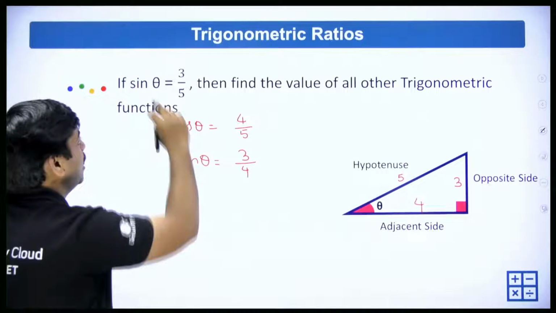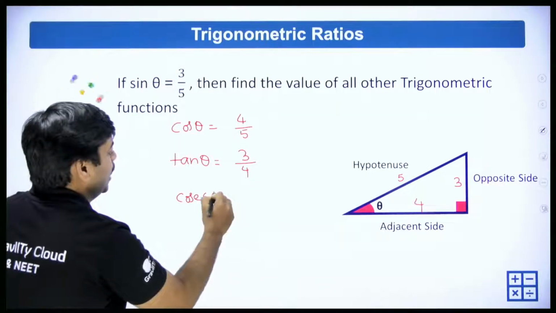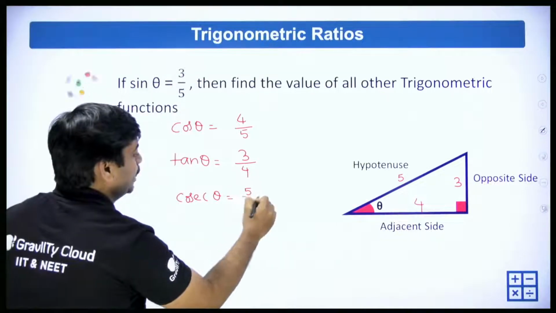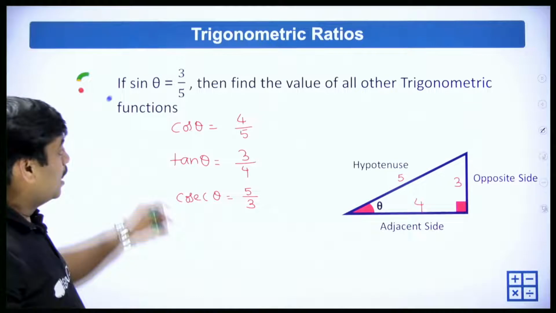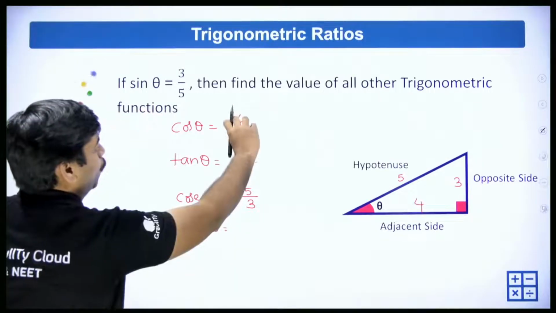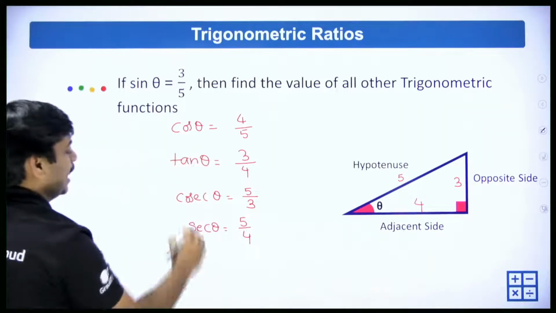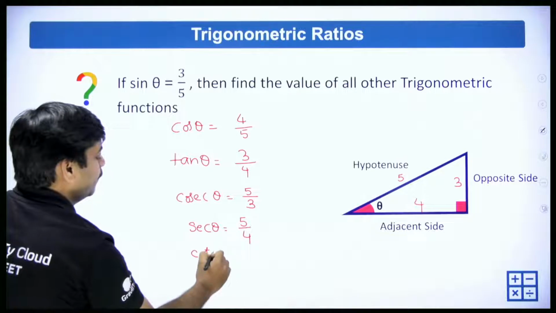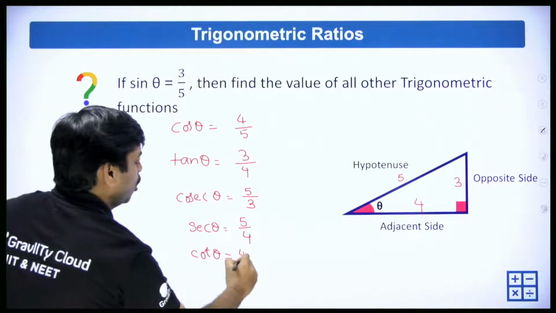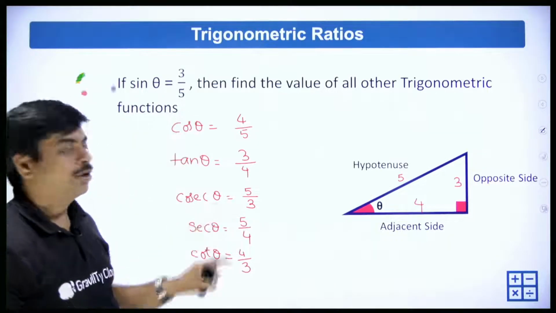Sine is there, cos, tan. Reciprocal of sine becomes cosecant. That means 3 by 5 will turn upside down and give you 5 by 3. Cos theta reciprocal will be secant theta, so 4 by 5 will become 5 by 4. And the reciprocal of tan gives you cot theta. Cot theta is 4 by 3. So that is how you can find all the trigonometric functions.